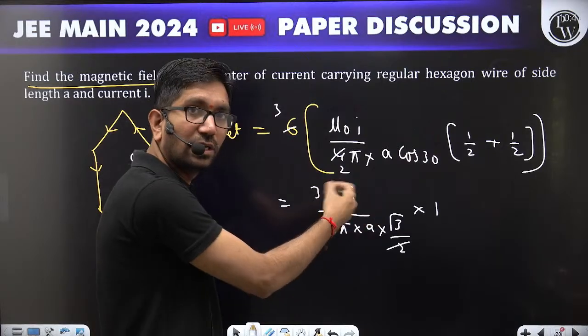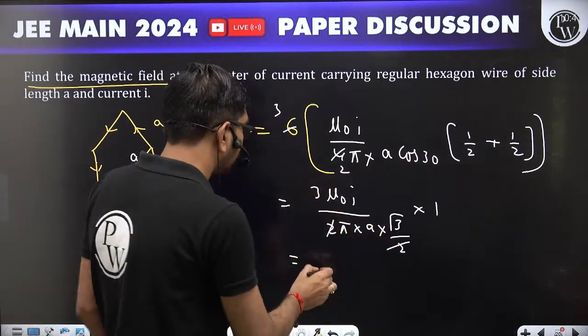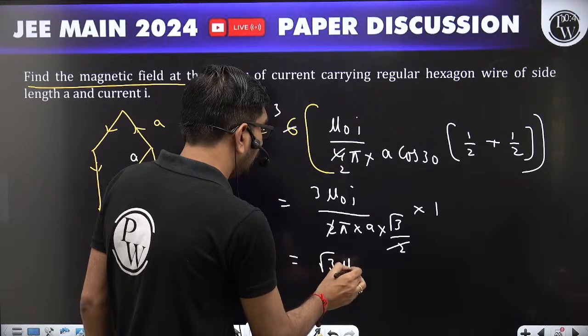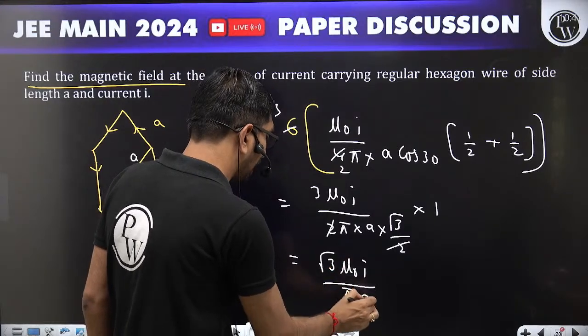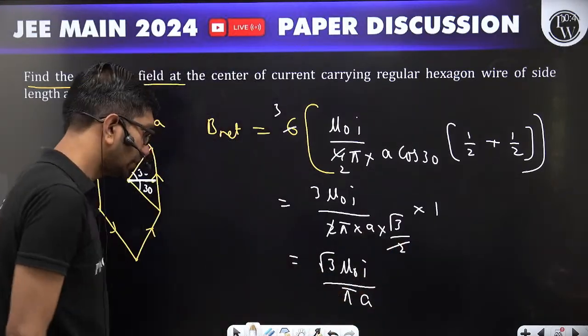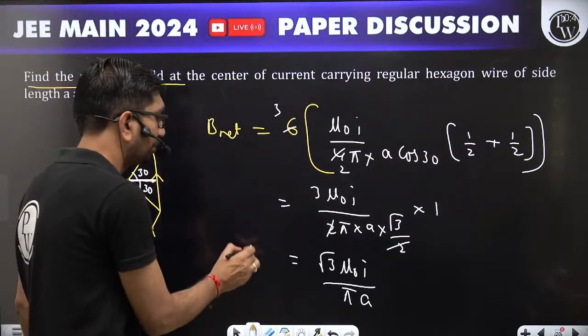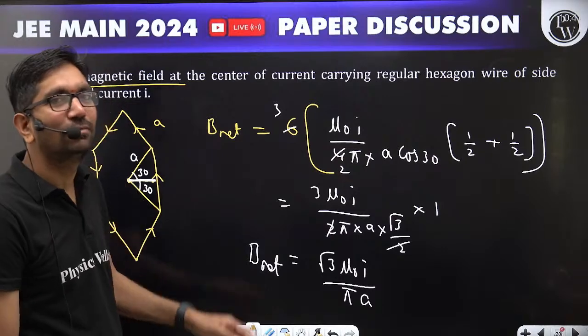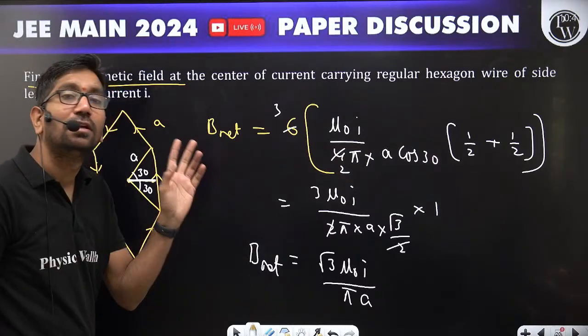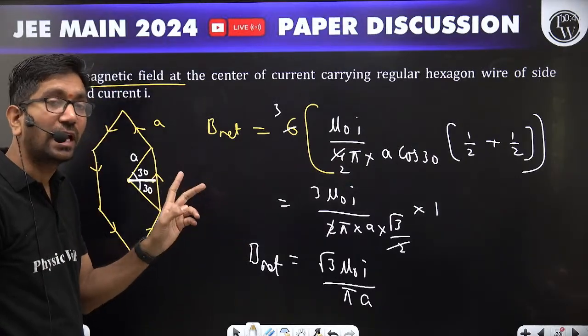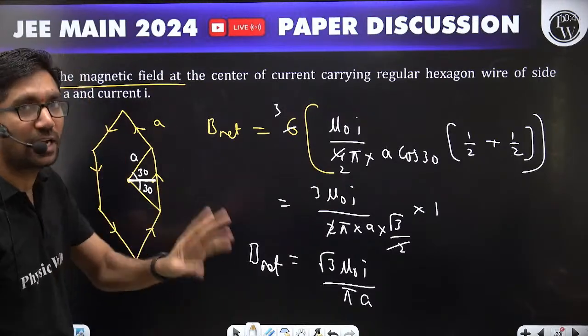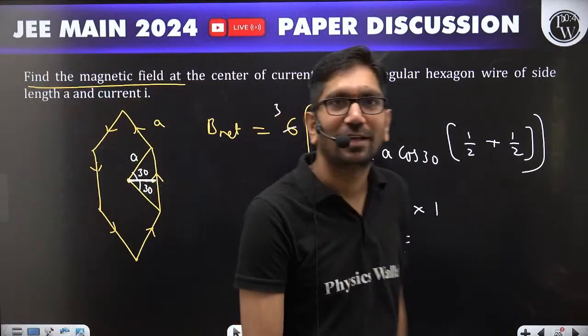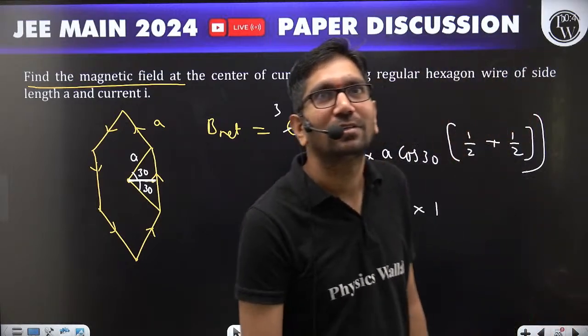Root 3 gets cancelled. So the final answer you get is root 3 mu naught I by pi A. Yes, root 3 mu naught I by pi A. This is the final answer, beta. This is the total magnetic field produced due to the current carrying hexagonal wire at the center. Is it clear to everyone?